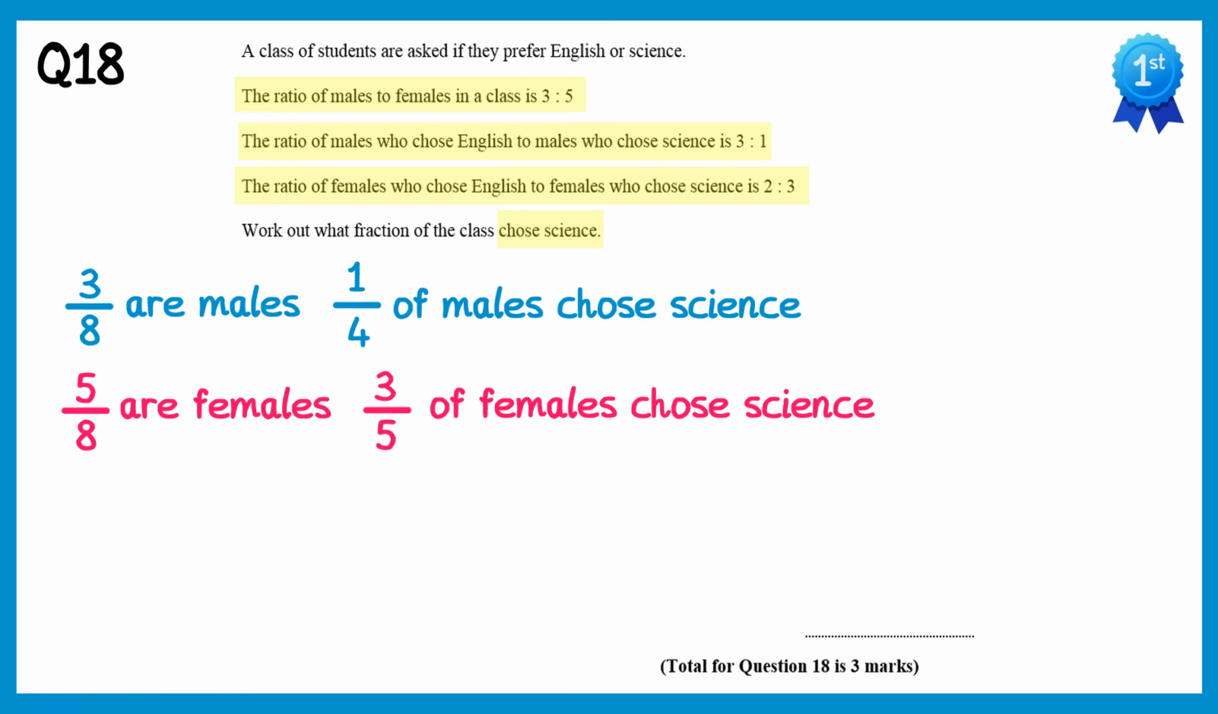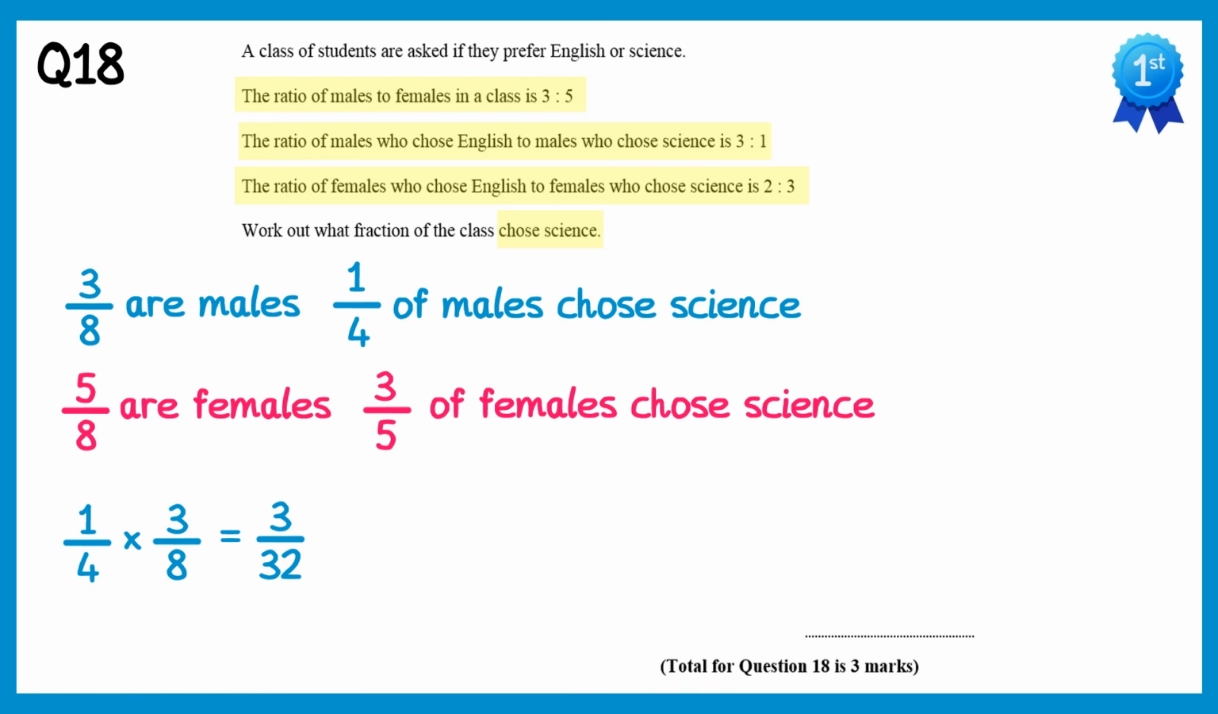If we now go back to the males, 3/8 of the class are males, and a quarter of those males chose science. So if we do a quarter of 3/8, which means times 3/8, we get 3 out of 32, which represents the fraction of males in the class that also chose science.